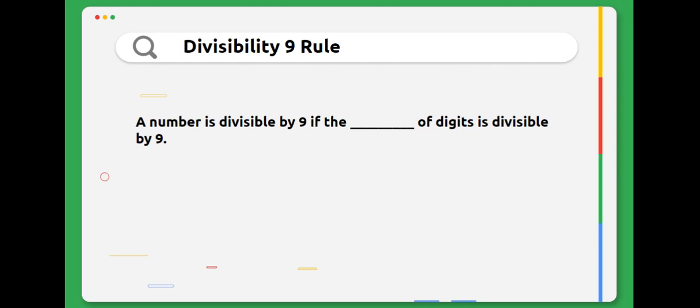Okay, the divisibility 9 rule. A number is divisible by 9 if the sum of the digits is divisible by 9. Remember that sum means add. So here we're adding all the numbers just like we did with 3. 3 plus 4 is 7, plus 2 is 9. I can divide 9 by 9 equally. It's going to equal 1.